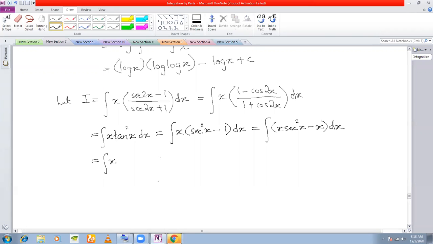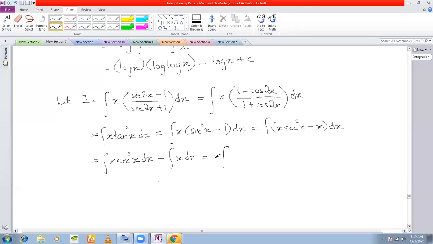And now you separate. Now the first one, x sec square x, we have already discussed this kind of integral. The first integral can be done by parts. We have already discussed it actually. Take x as your first function, you can take x as your first function also.